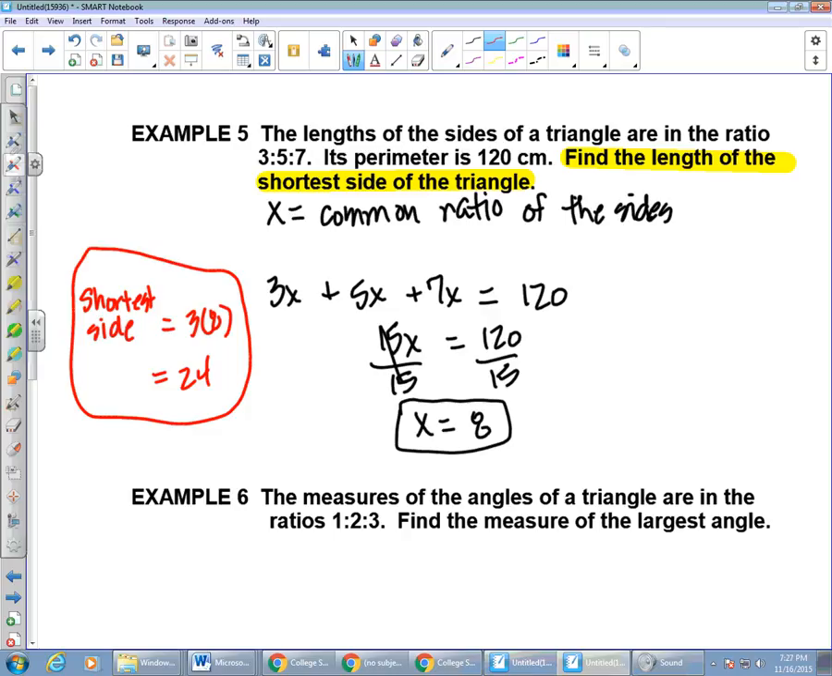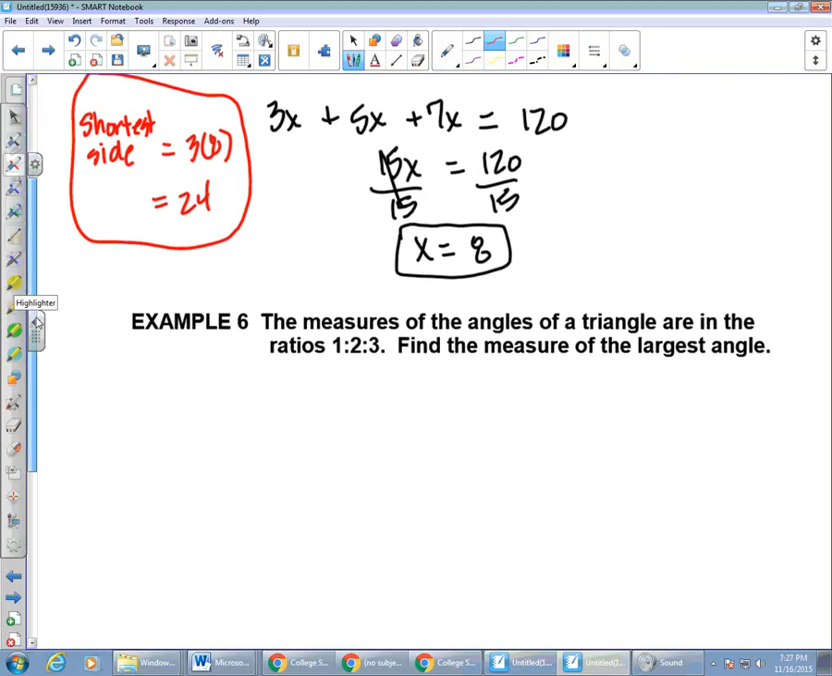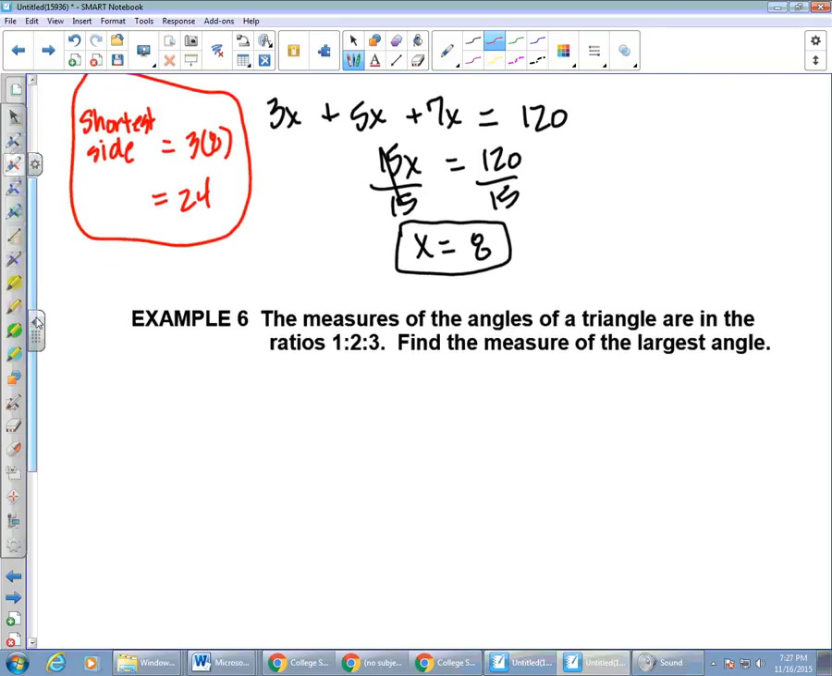All right, example 6 is going to be very similar to example number 5. It says the measures of the angles of a triangle are in the ratios 1 to 2 to 3. Find the measure of the largest angle. This time, we're going to say x equals the common ratio of the angles.